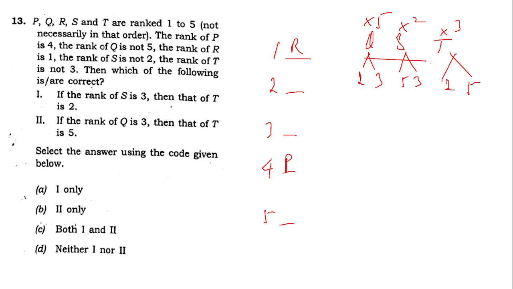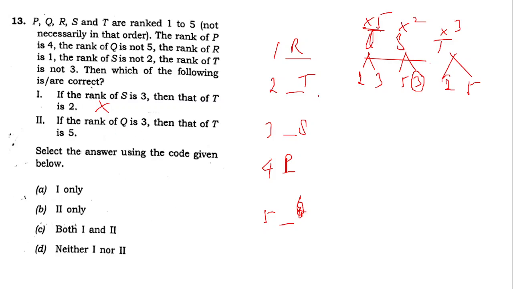Let us look at the first statement. Which of the following statements are correct? Okay, if the rank of S is 3, suppose S comes here, what is left out? Then for T, option 2. No, it is not possible, because if T takes up 2, the only space left is 5 for Q, which is not possible for Q. So statement 1 is not possible.